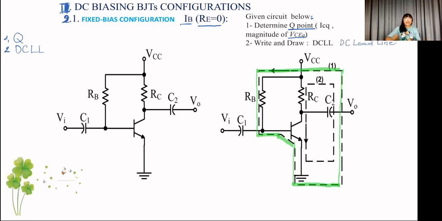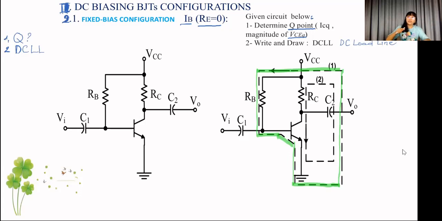DC and AC. You can see here the question. Two questions. The first question, Q: where is the position Q? And this here is the position Q point on the output volt-ampere characteristic, right? And the second question, this here, DCLL. What does it mean?